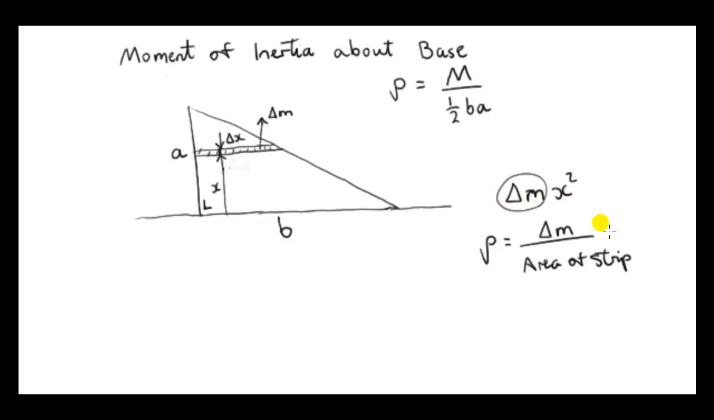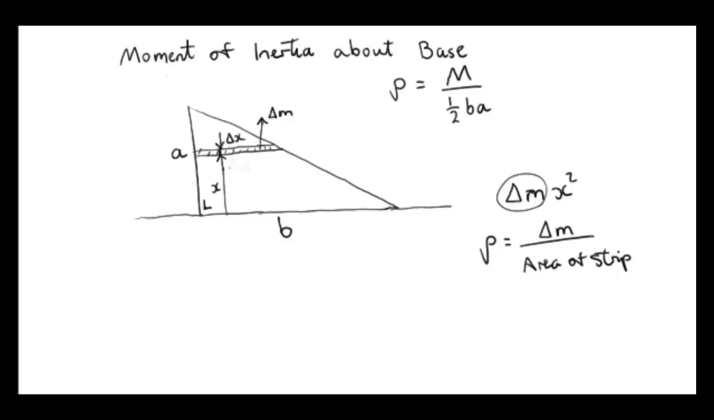So as usual, to get delta m in terms of x, we use the fact that rho is the mass of any part of the lamina divided by the area. So delta m is the mass of the strip. We divide that by the area. Rho is constant regardless of what piece we take, of course. We just divide its mass by its area and we have rho. Okay, rho is actually equal to big M over half BA.